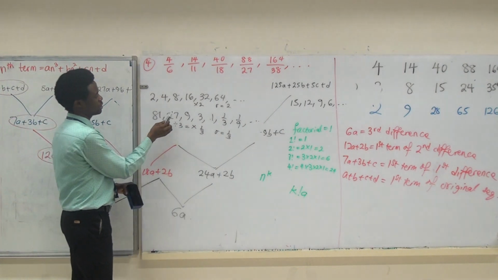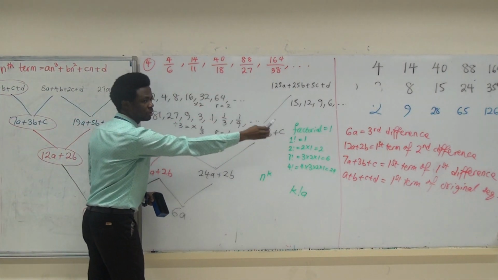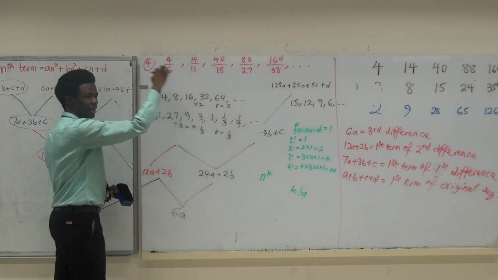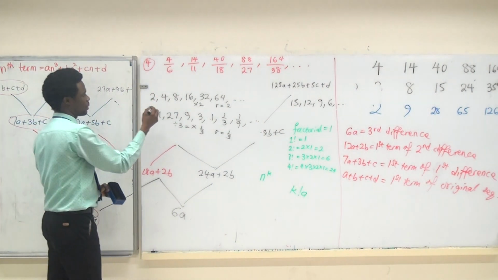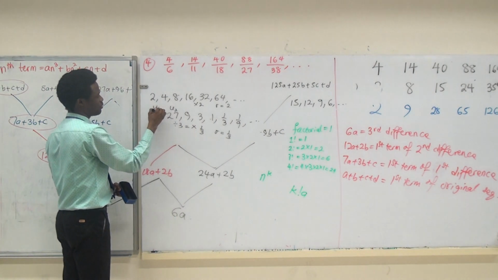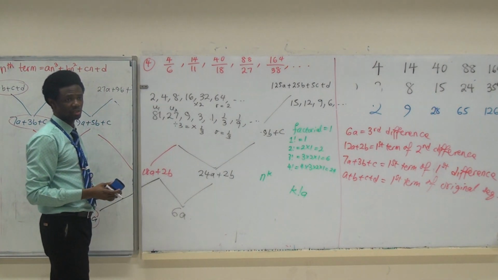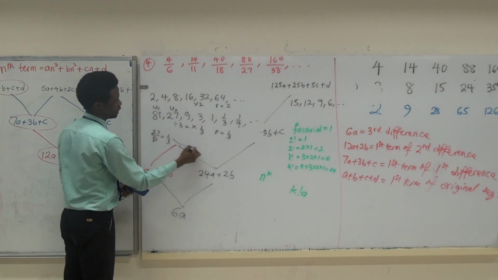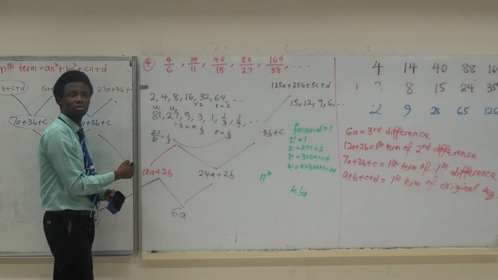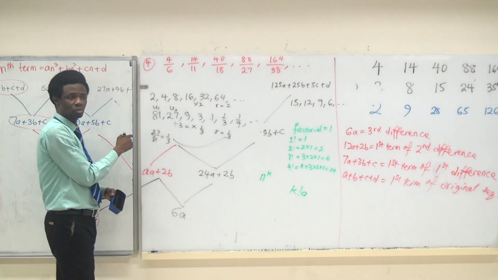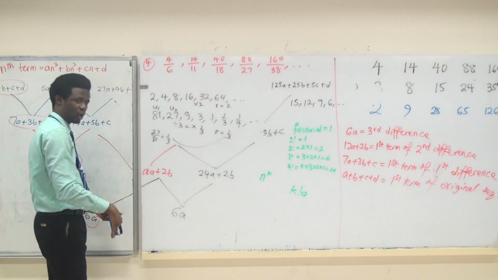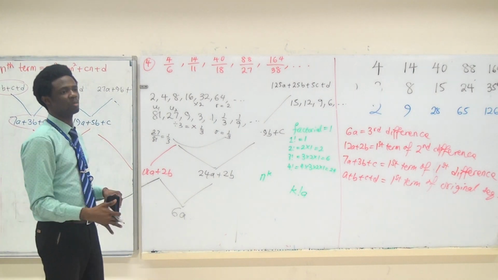Common ratio is the term in the front divided by the term before it, so the second term divided by the first term. Look at it now: 27 divided by 81 gives you 1 over 3, not the other way around. You have to be careful. It should be the term a step ahead divided by the current term. That's how you get your common ratio.